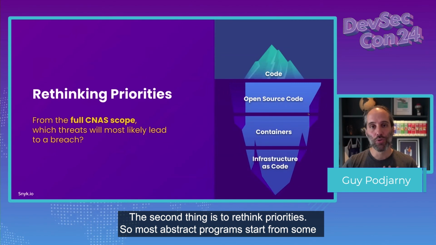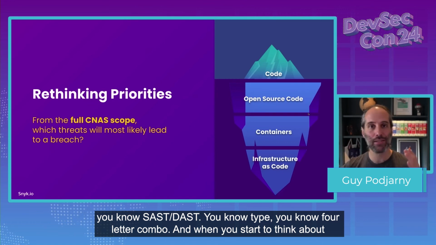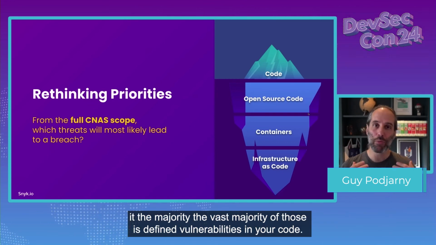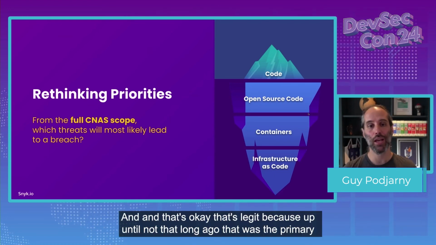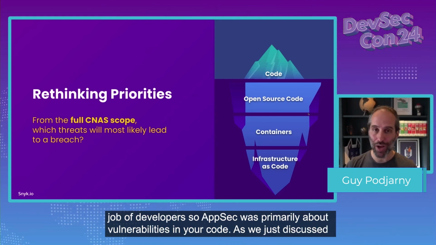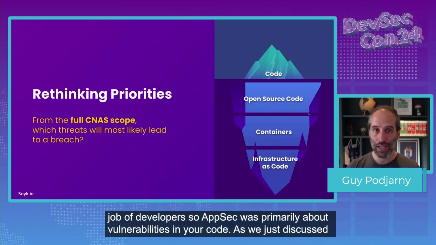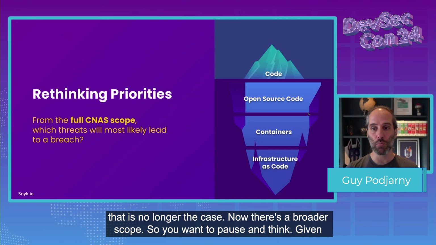The second thing is to rethink priorities. So most AppSec programs start from some SAST, IAST, DAST type, four-letter combo. And when you stop to think about it, the vast majority of those is to find vulnerabilities in your code. And that's okay, that's legit, because up until not that long ago, that was the primary job of developers. So AppSec was primarily about vulnerabilities in your code. As we just discussed, that is no longer the case. Now there's a broader scope.